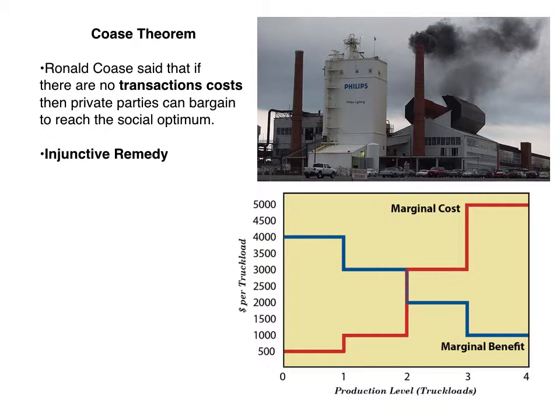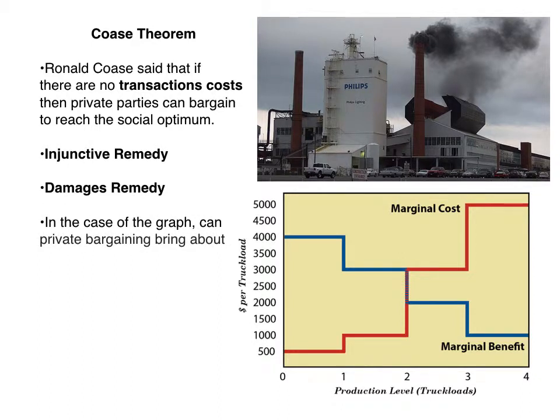Now we have something called a damages remedy. Here, the non-entitled party chooses the level of production, but they must compensate the entitled party for any losses resulting from that choice. So the polluter in this case chooses the level, but then they compensate the other party for any damages. And this would obviously be decided in a court of law.